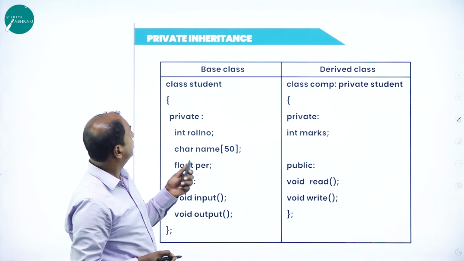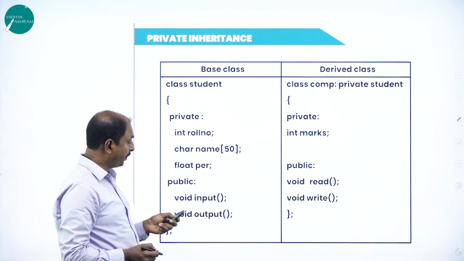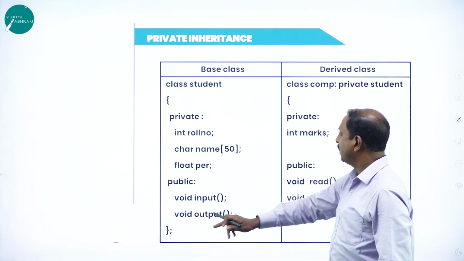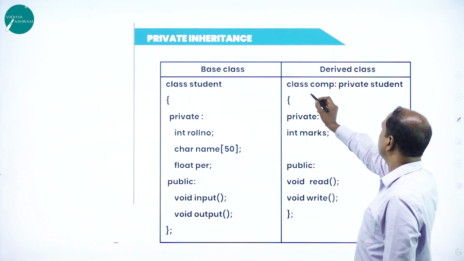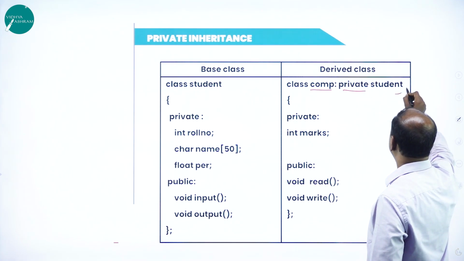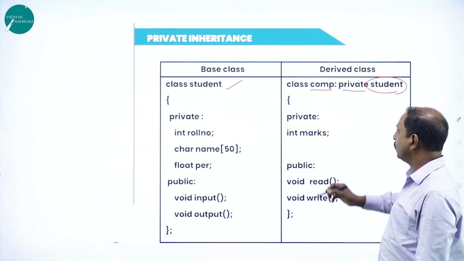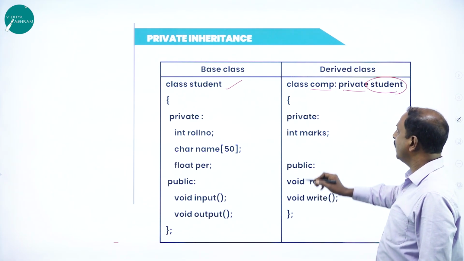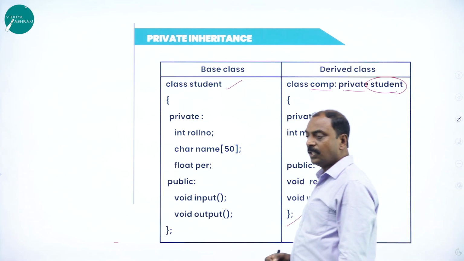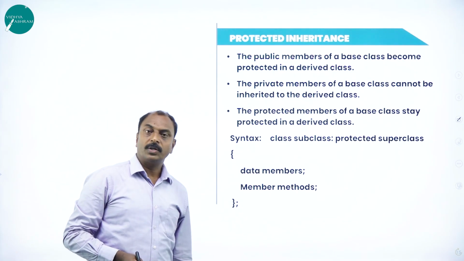Now let us see the example for this. The base class is student. These are data members and member functions. The base class is terminated with a semicolon. Here COMP is the name of the derived class. This is private inheritance. Student is the base class, the class we are deriving from. The derived class also terminates with a semicolon. So this is an example of private inheritance. Now let us move on to the next slide.